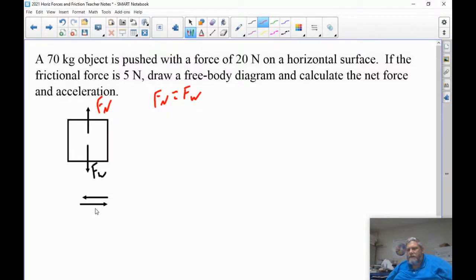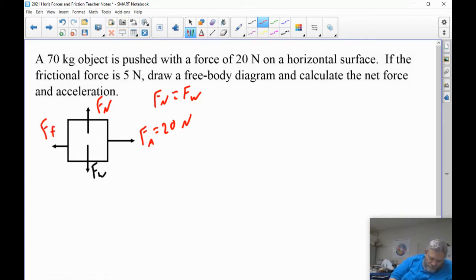Then you've got a 20 newton force pulling to the right, so that's going to be the applied force, Fa equals 20 newtons. Then you're going to have a frictional force, and I'm going to make that a little bit smaller because friction is only 5 newtons. We're going to write that as F sub F for force of friction, and that's equal to 5 newtons. So there's our free body diagram.